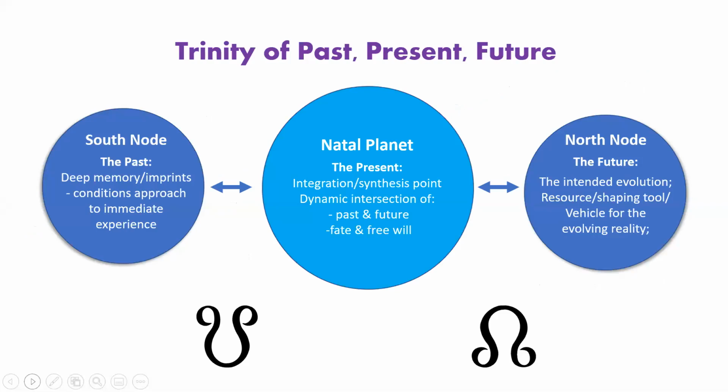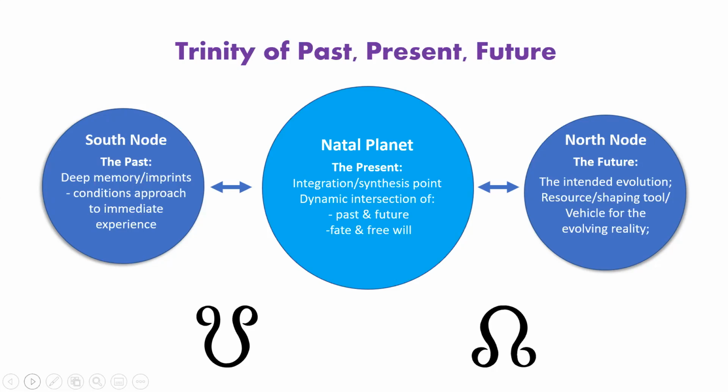All right, so here we have the trinity of the past, present, and future. So we have the south node representing the past, the deep memory imprints that condition our approach to our immediate experience. We're conditioned. We have habits and behavioral responses. A south node is a composite of past life circumstances, behaviors, issues, personalities that are shaping your soul's bottom line desires and needs.